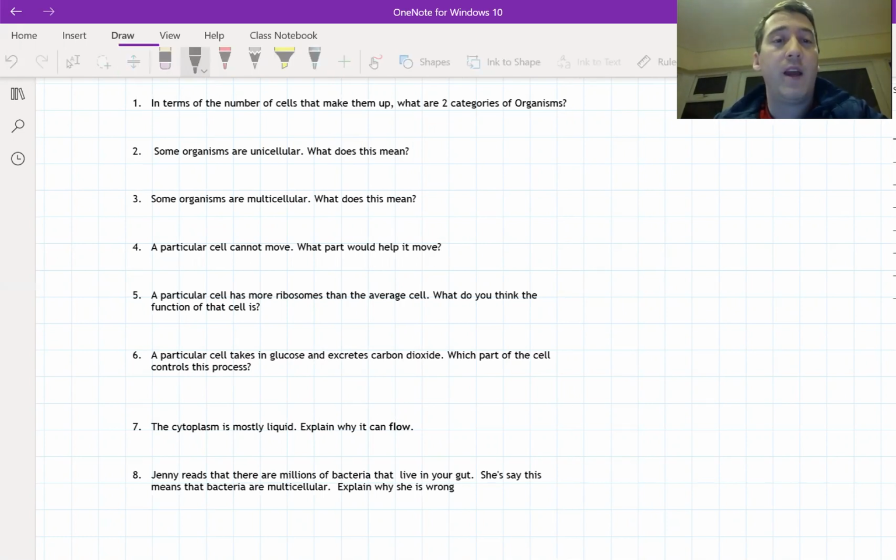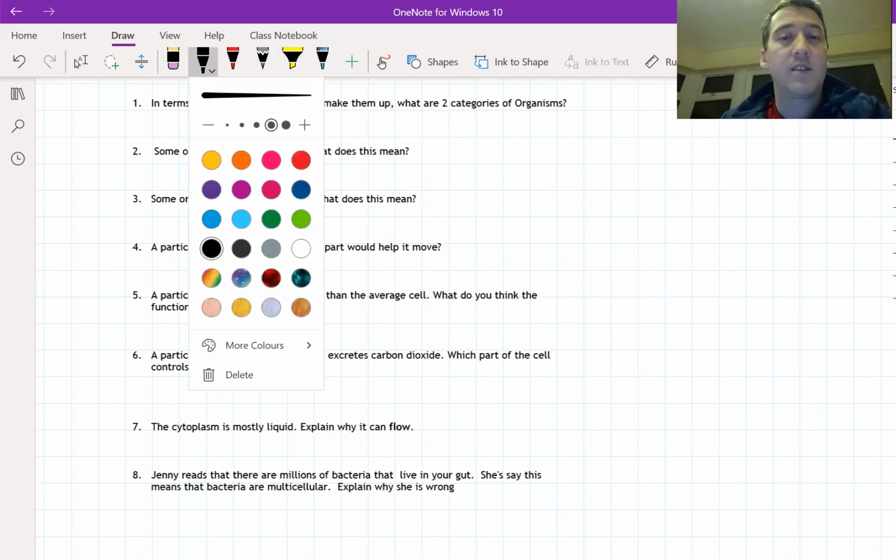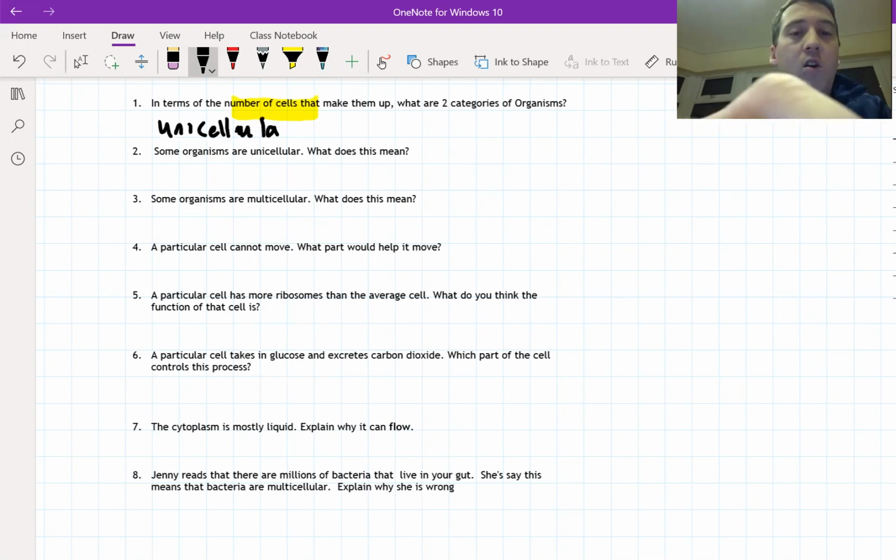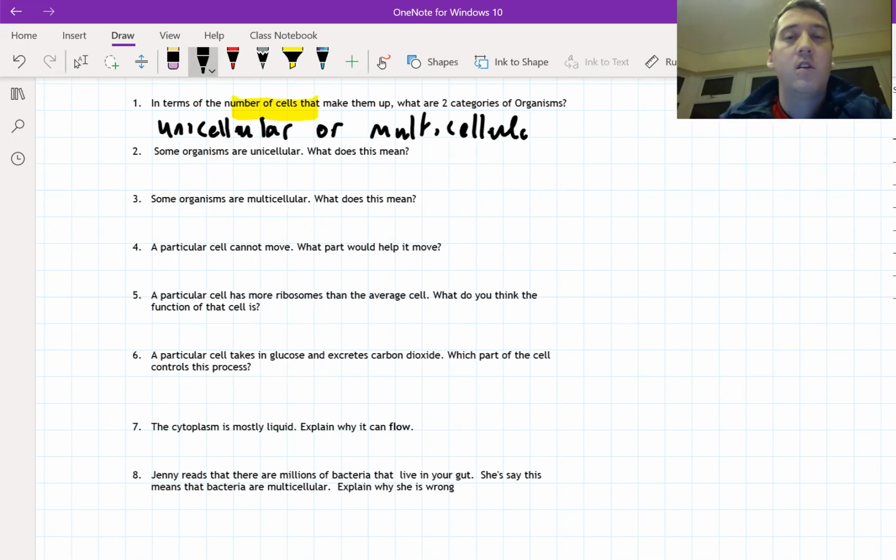Okay, so in terms of the number of cells that make them up, what are the two categories of organisms? That's how we're comparing. Well, they can either be one-celled, which is unicellular, or they can be multicellular. So unicellular or multicellular, those are the options. That's what we would say, unicellular or multicellular.